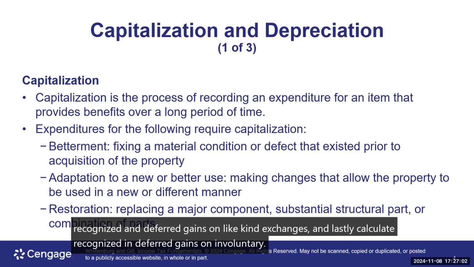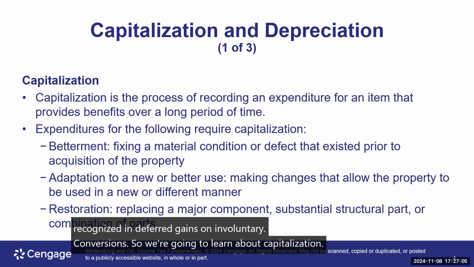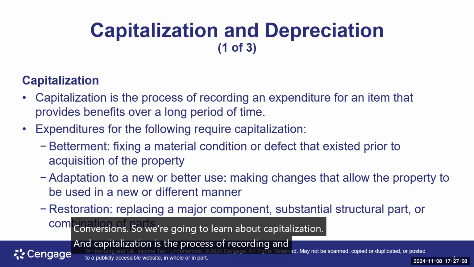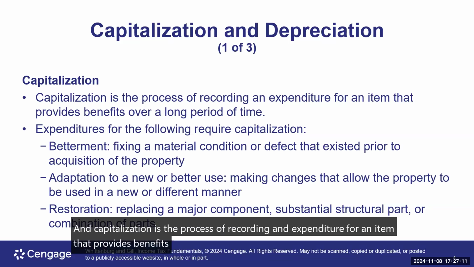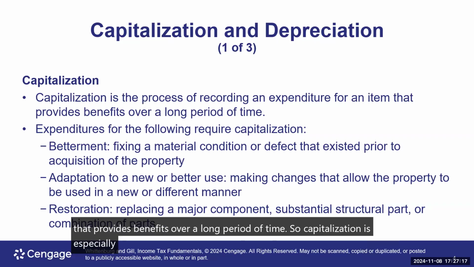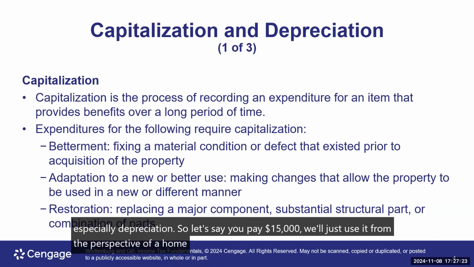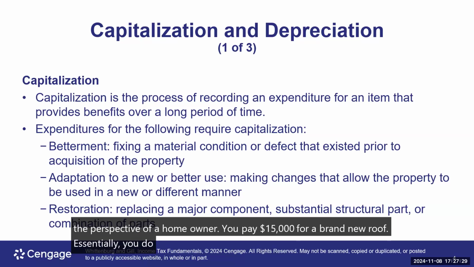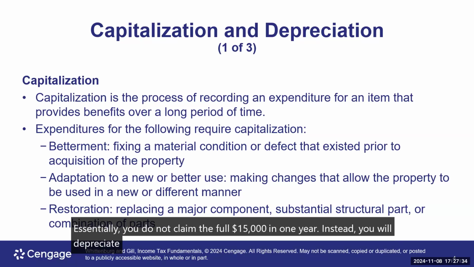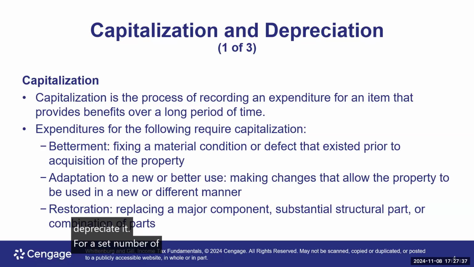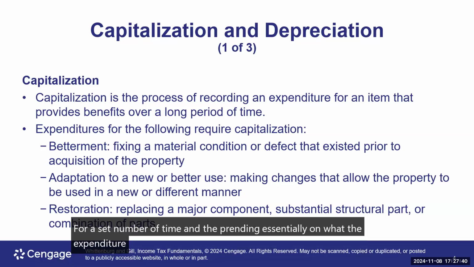So, we're going to learn about capitalization. Capitalization is the process of recording an expenditure for an item that provides benefits over a long period of time. So capitalization is essentially depreciation. So let's say you pay $15,000. We'll just use it from the perspective of a homeowner. You pay $15,000 for a brand new roof. Essentially, you do not claim the full $15,000 in 1 year. Instead, you will depreciate it over a set number of years. And depending on what the expenditure is, that ultimately determines the number of years.